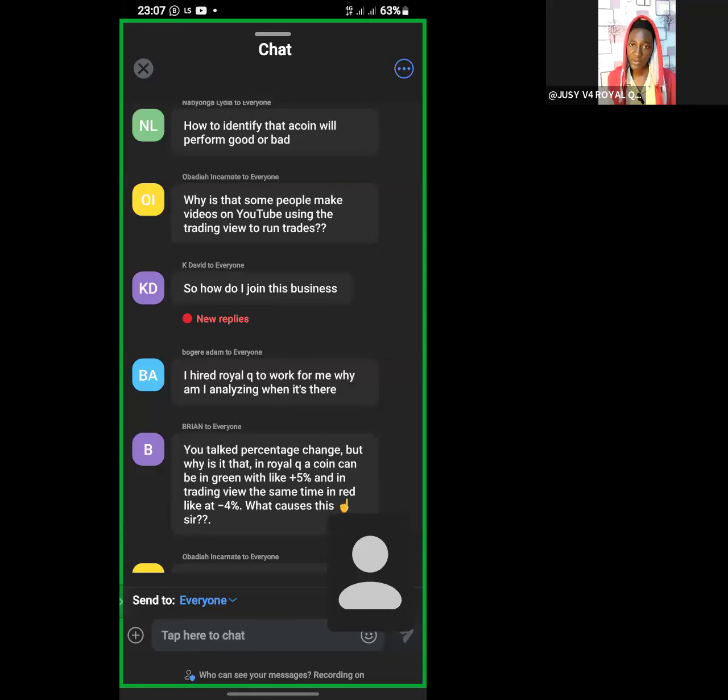Why is it that some people make videos on YouTube using TradingView to run trades? Because not everyone is using the traditional manual trading. TradingView is the best app to monitor the market. It has got all it takes to analyze and monitor the market. That's why you see most people trading Forex, stocks, and futures using TradingView, spot as well.